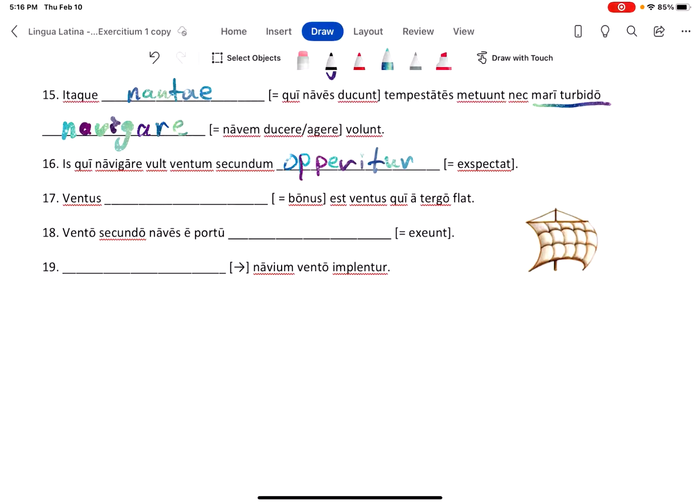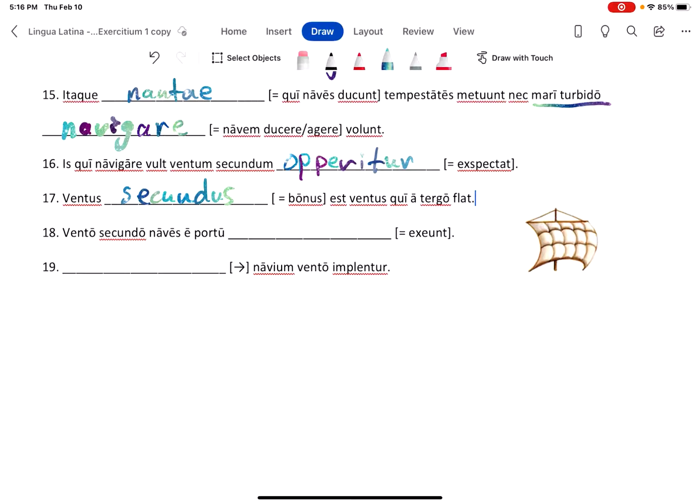Bene, 17, ventus secundus, which means a good wind, essentially, favorable wind. Est ventus qui a tergo flat, a wind that blows from behind so it can fill the sails of the ship. And a brief word on opperitur, it looks passive, but its meaning is active. It means that the sailors wait for the good wind. And it's a deponent verb. Deponents are those that look passive but are actually active.